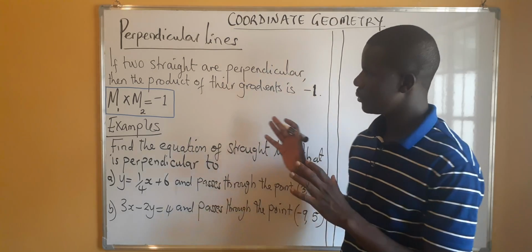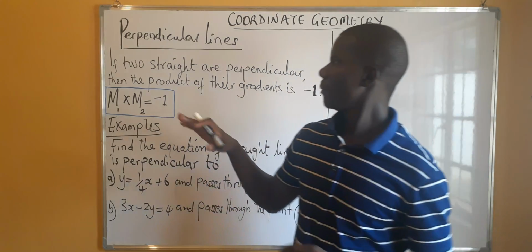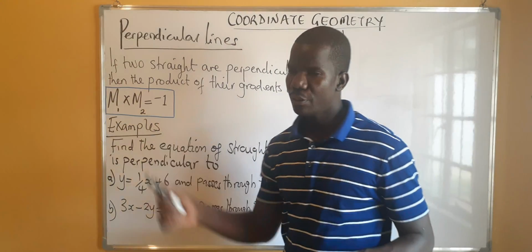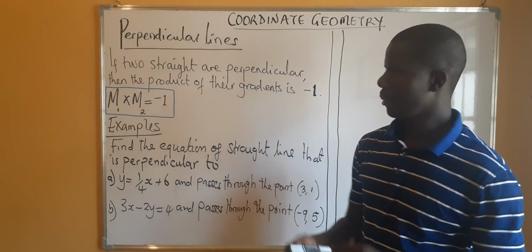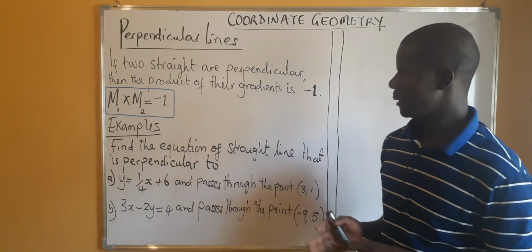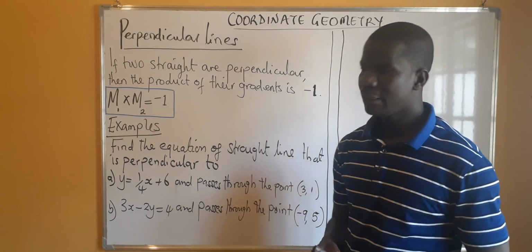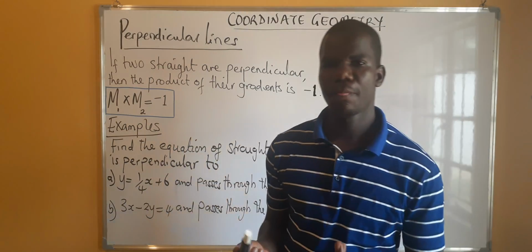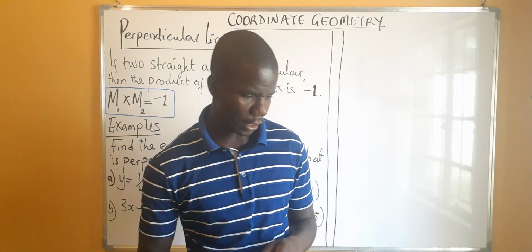So now, in this lesson, we're going to look at a subheading under coordinate geometry, which is the perpendicular lines. We're going to look at the equations of perpendicular lines. So what are we talking about when two lines are perpendicular to each other? What does that tell us? When two lines are perpendicular to each other, what are we talking about?